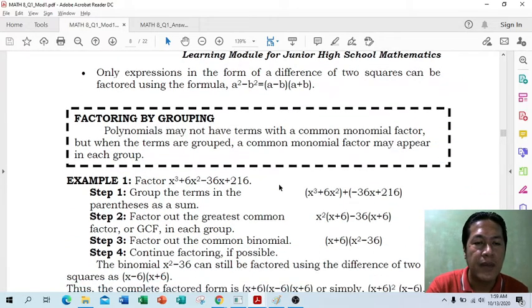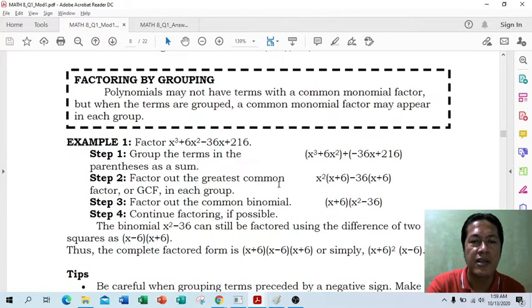Okay, factoring by grouping. Group the terms. Polynomials may not have terms with a common monomial factor, but when the terms are grouped, a common monomial factor may appear in each group. Example: factor x cubed plus 6x squared minus 36x plus 216. Group the first and second terms together, plus the third and fourth terms grouped too: negative 36x plus 216.